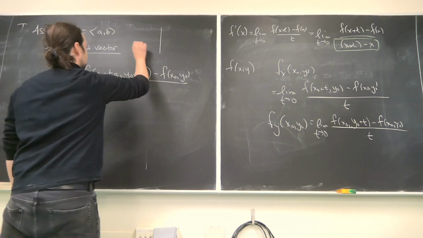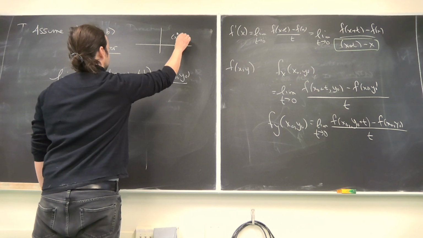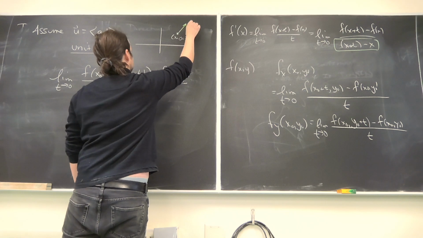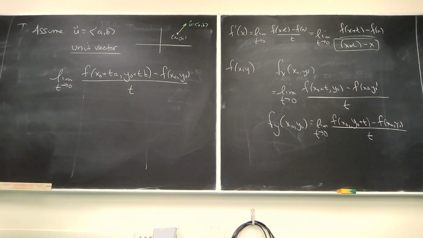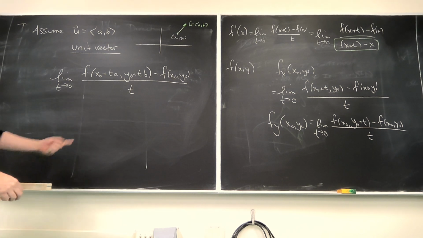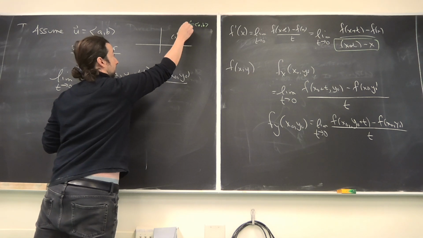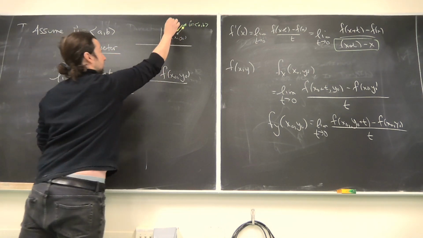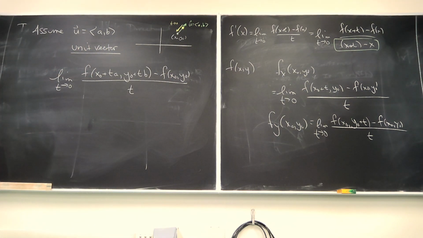The picture of what's happening here is, if you have some point x naught y naught, we are now moving in the direction of a vector u, which is ab. And the t is a scaling factor. As t goes to 0, we're starting at some point on the line determined by that vector, and we're sliding back into the point. So it's just a regular old derivative calculation.